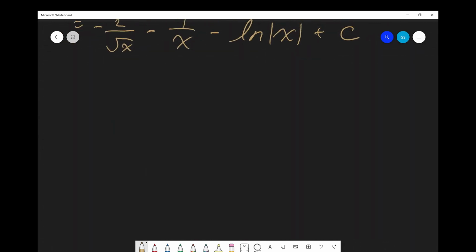All right, last question. We have x squared minus 2x minus 3 over x squared dx. Pause the video and try this out. This is a tricky one, by the way.